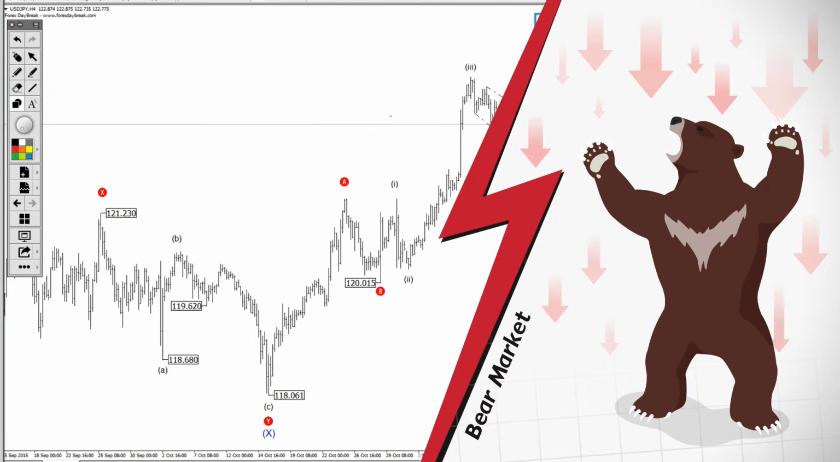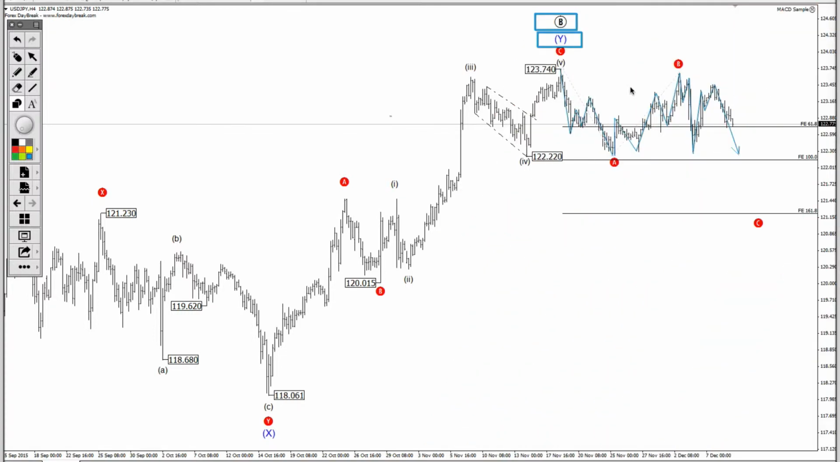So this would be only the first ABC or WXY structure, and we can expect more corrective structures after this ABC is formed. But at this point, I'm looking for at least a decline towards 122 levels and perhaps even to the 121.43 level.